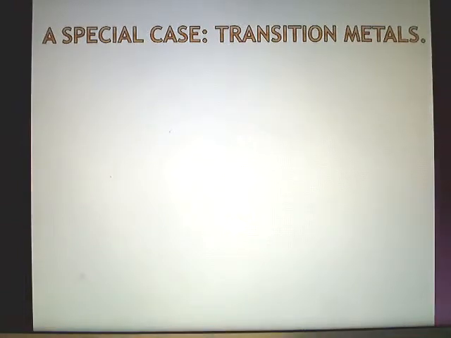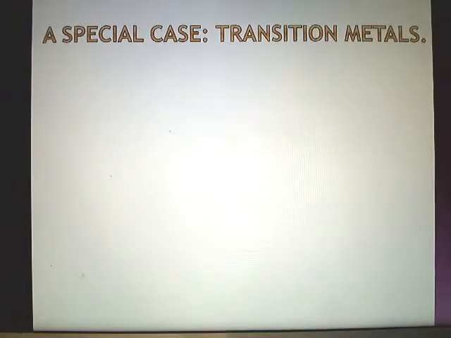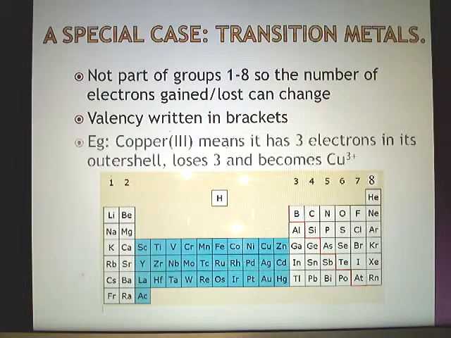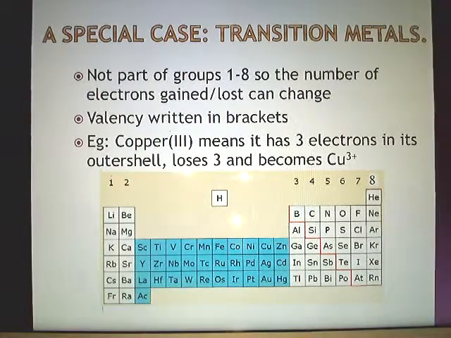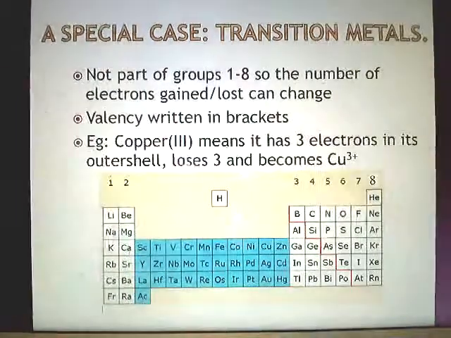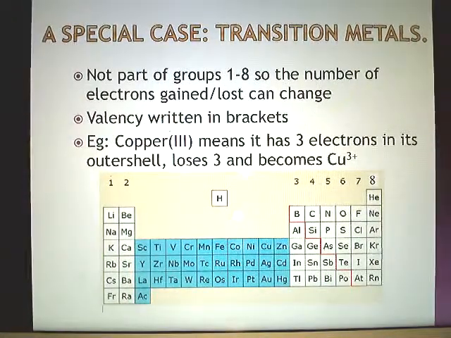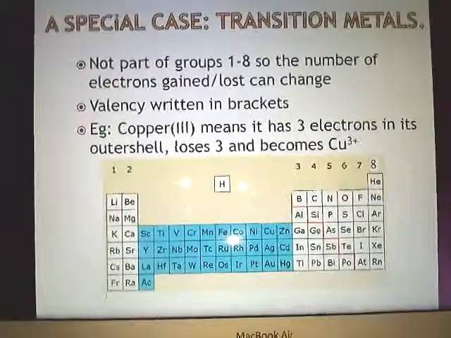Another case is transition metals. We said that transition metals can have multiple types of valencies. They will tell you the valency in brackets. So for example, copper 3 means it has 3 electrons in its outer shell, loses 3 and becomes copper 3 plus.